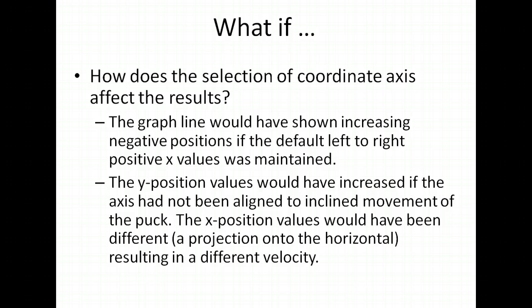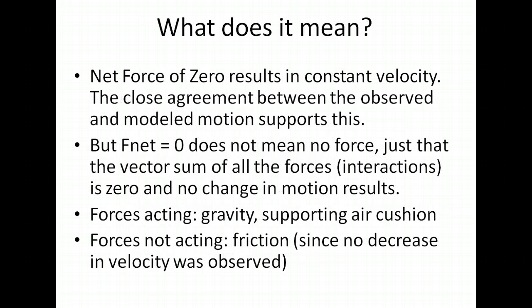What if? How does the selection of the coordinate axis affect the results? The graph line shown would have been increasing negative positions. In other words, the line would have gone below the time axis, representing negative x values instead of positive x values. And if the axis was not rotated so the center of the puck always passed through the axis line, there would have been increasing y values, and that may have changed the value of the x velocity that was calculated.